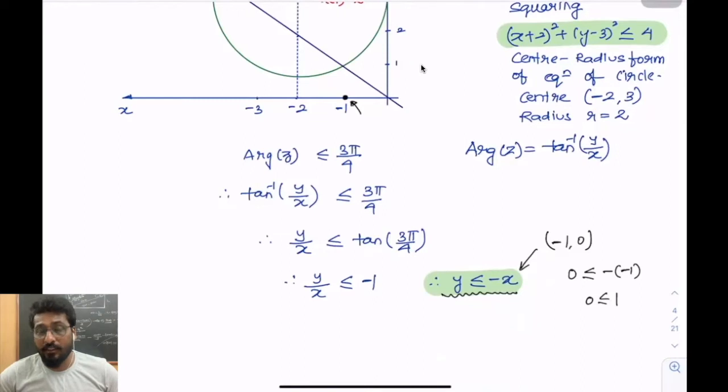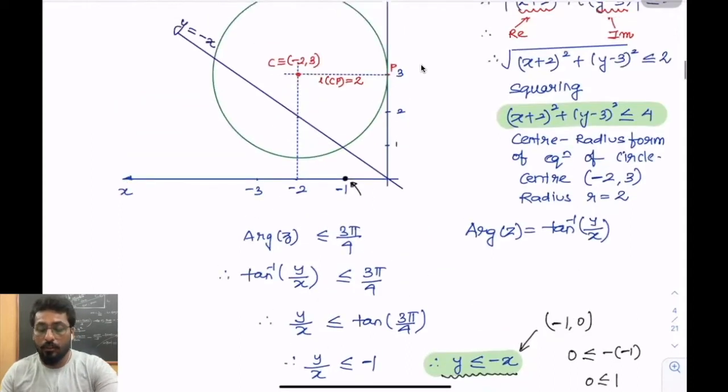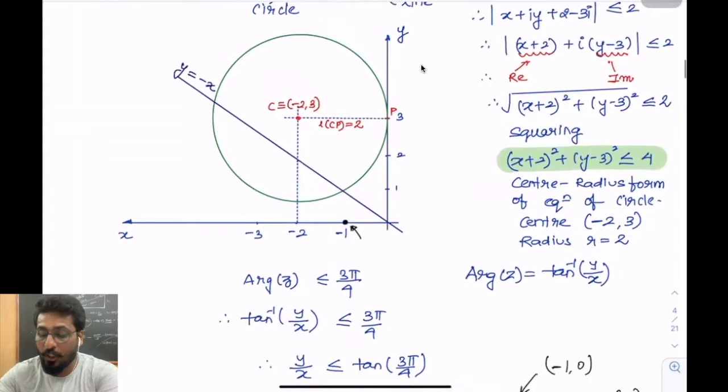Whichever point satisfies, that part becomes the solution set. That part is the region. And the same is true with the circle. For the circle, you have the less than or equal to sign again: (x + 2)² + (y − 3)² ≤ 4. So again, if you take any point lying inside the circle, it will definitely satisfy the inequation.